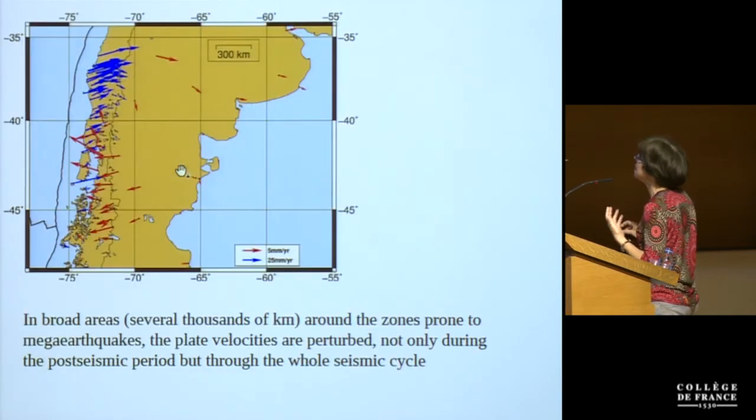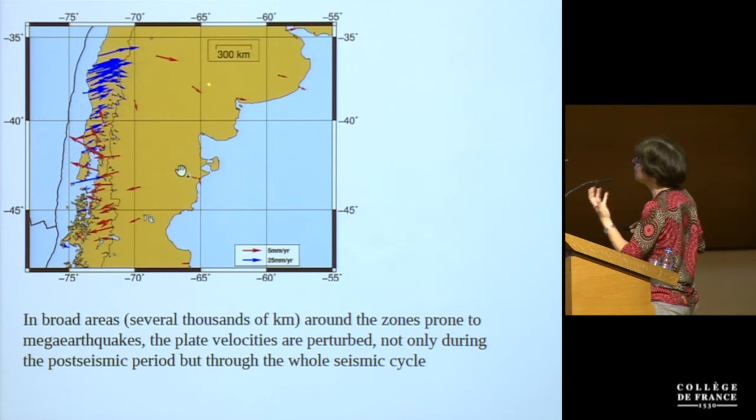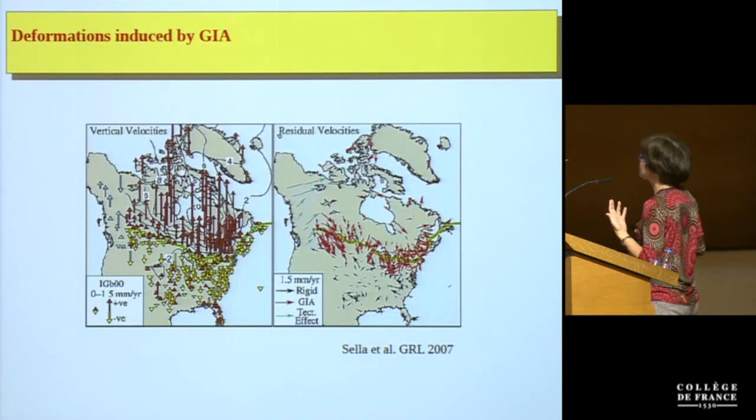One could say the same thing about South America. Those velocities are most certainly just a sign of interseismic velocities, and the whole western part of South America is certainly polluted at all times by the large earthquakes on its boundaries.